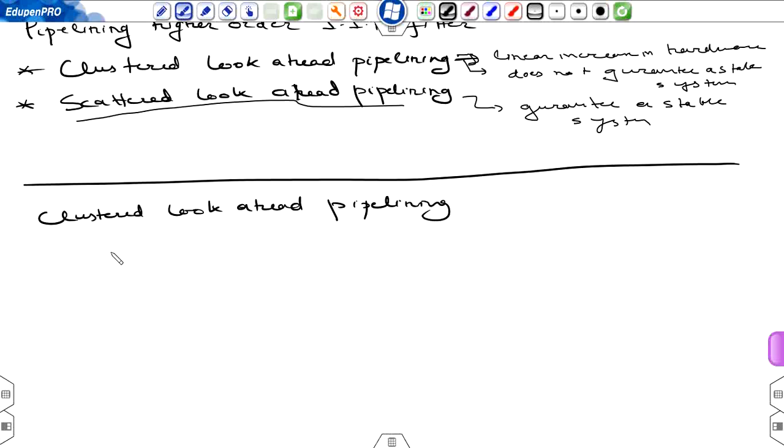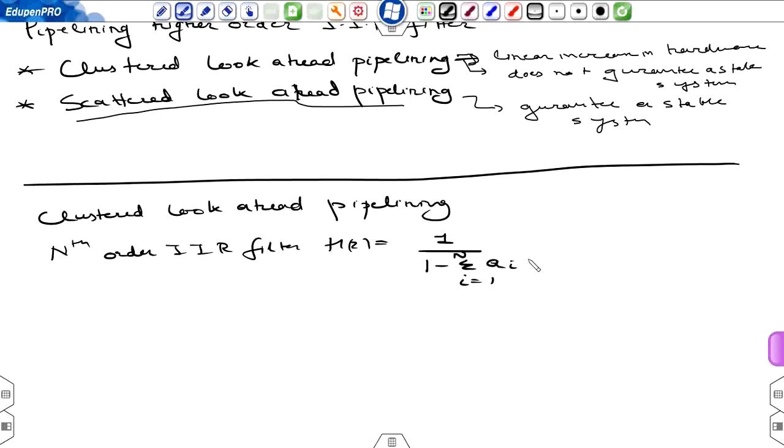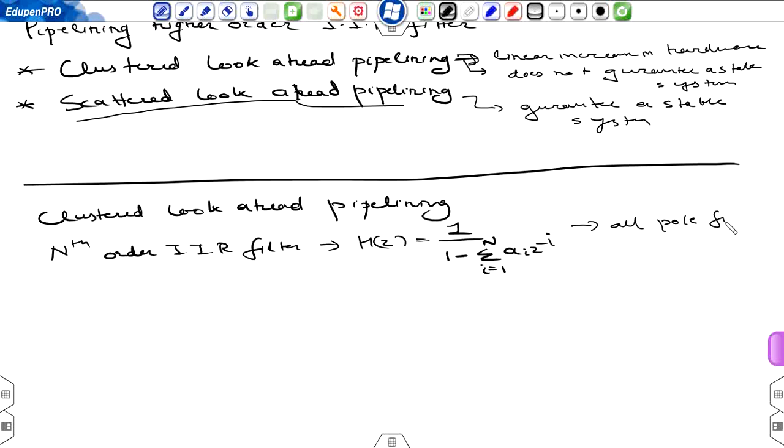Let's take an nth order IIR filter of transfer function H(z) equal to 1 upon 1 minus summation i equal to 1 to n a_i z raised to power minus i. So this is an all pole filter. It has no zeros, it has all poles.